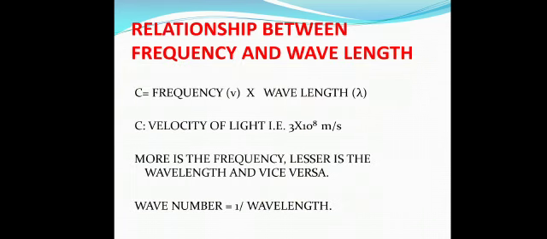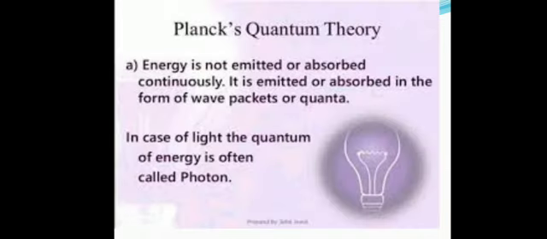Once again, the relationship between frequency and wavelength is shown here. c = νλ. Nu is the frequency, lambda is the wavelength, and c is the velocity of light. Its value is 3 × 10^8 meter per second.